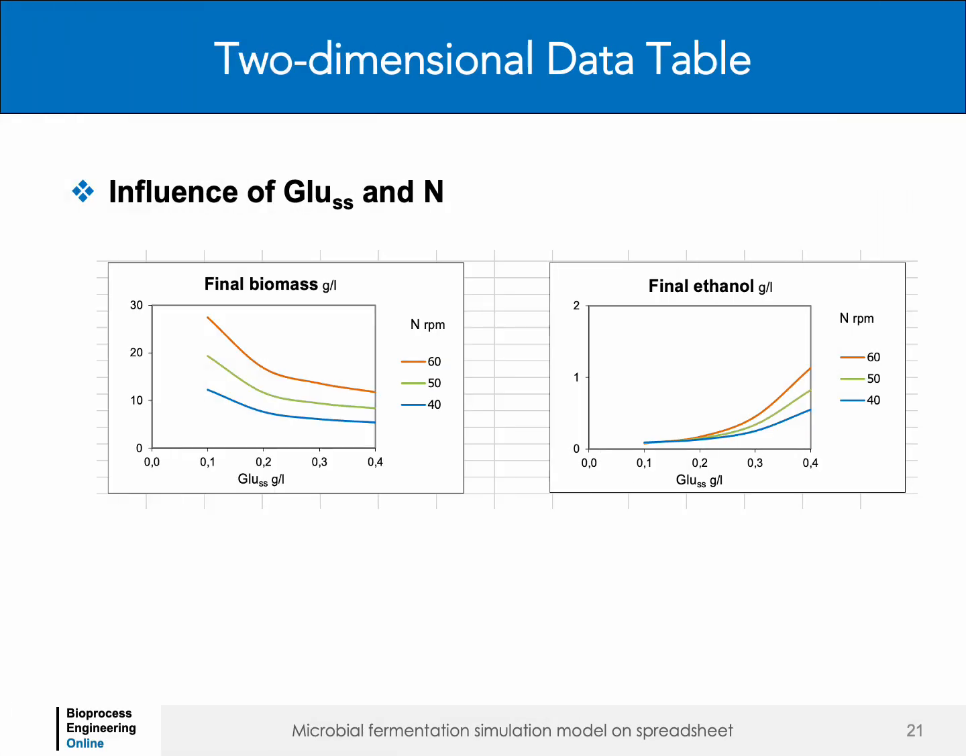For example, the 2-dimensional data table can be used to assess the influence of increasing GLU-SS from 0.1 to 0.5 grams per liter at 3 agitation speeds, N of 40, 50, and 60 revolutions per minute. The effects are evaluated on 2 key fermentation outputs. Final biomass concentration: increasing GLU-SS decreases the final biomass concentration, X-fin. Increasing N increases X-fin. Final ethanol concentration: increasing GLU-SS increases the final ethanol concentration, eth-fin. Increasing N also increases eth-fin.